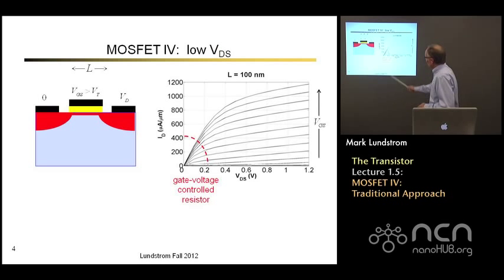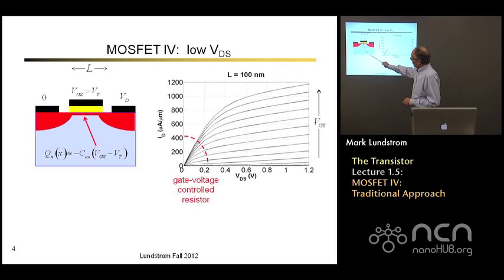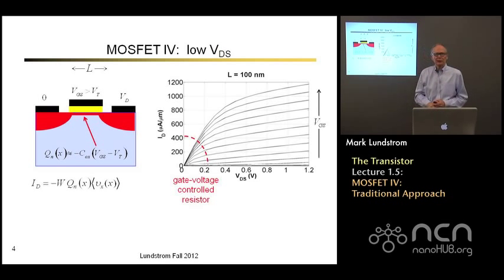All right, so let's look at the low drain to source voltage region first. So we're going to begin with this expression for the charge in the inversion layer. It's just Cox (Vg minus Vt). Then we'll take our expression for current, minus width of the MOSFET times charge per square centimeter times the average velocity that those electrons are flowing.